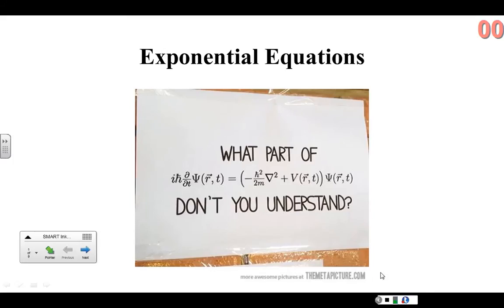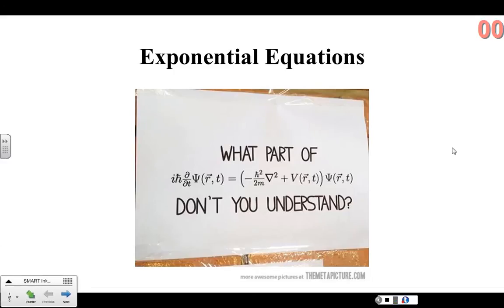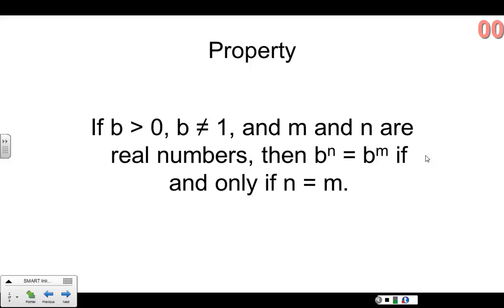In this video, we're going to solve exponential equations. Here's a property. If b is a number greater than 0 and not equal to 1, and m and n are real numbers, if we say b to the n equals b to the m, this is only true if and only if n equals m. The exponents would have to be equal. If the bases are the same, the exponents would have to be equal as well.